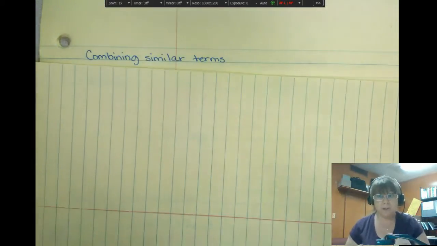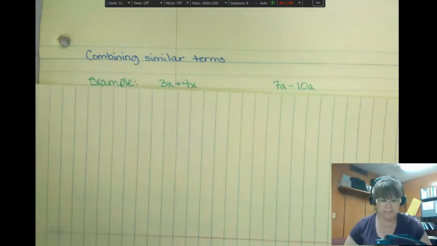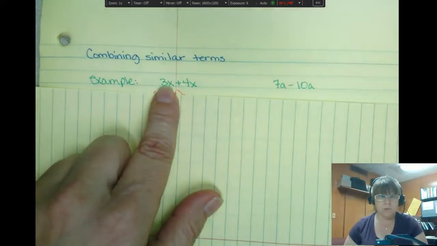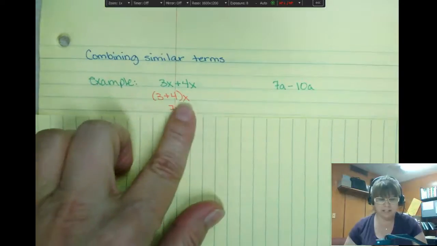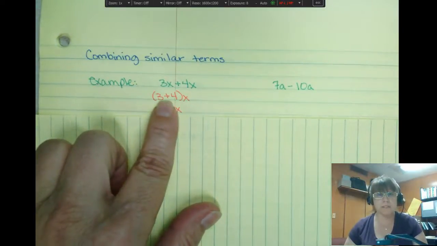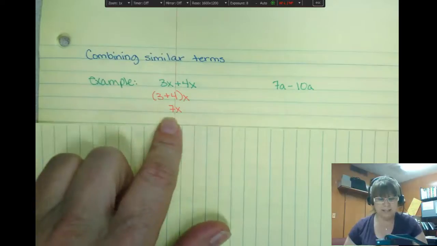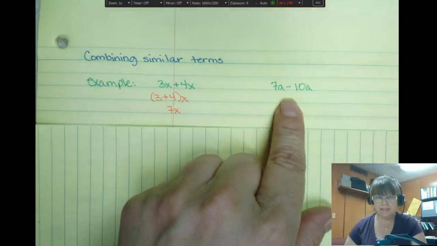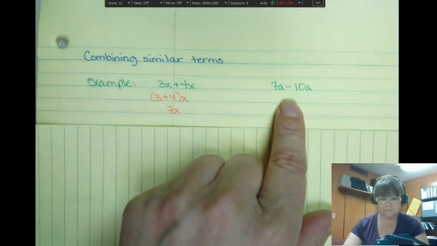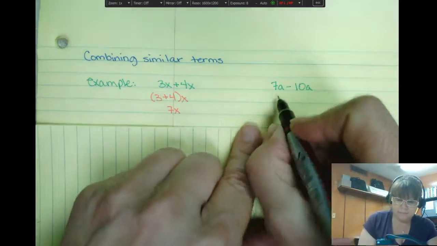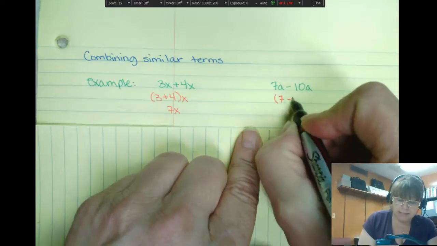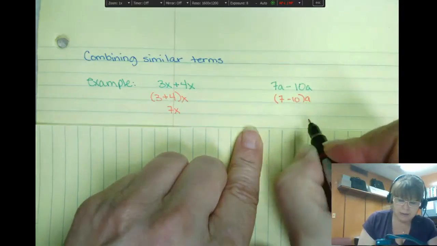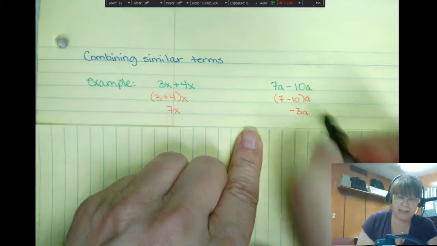The purpose of knowing what like terms are is we can combine like terms. For example, 3x and 4x, they each have the x in common, so it's really 3 plus 4, which is 7x. So let's try 7a minus 10a. If we rewrote it, they both have an a in common, so it's 7 minus 10 a, which would be a negative 3a.